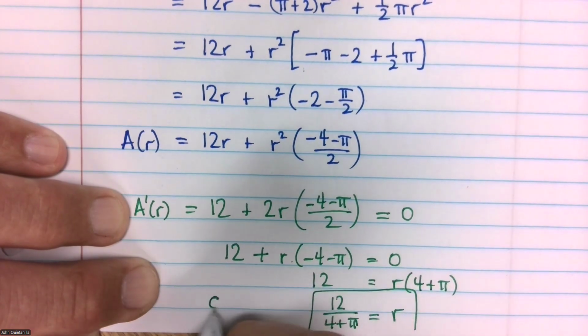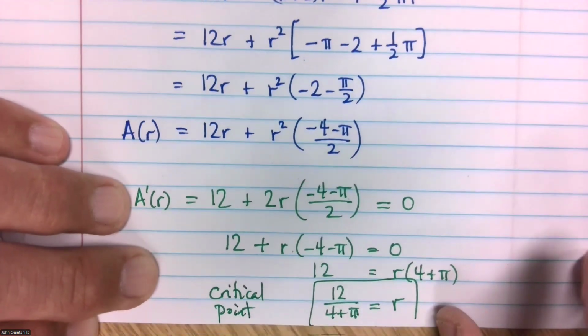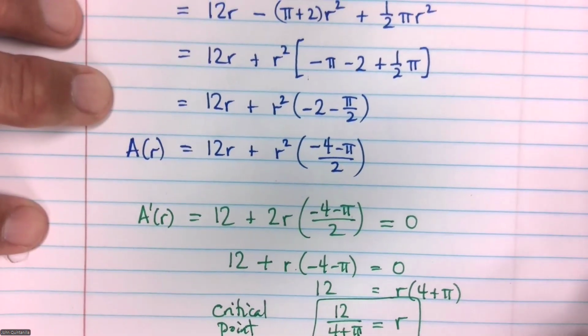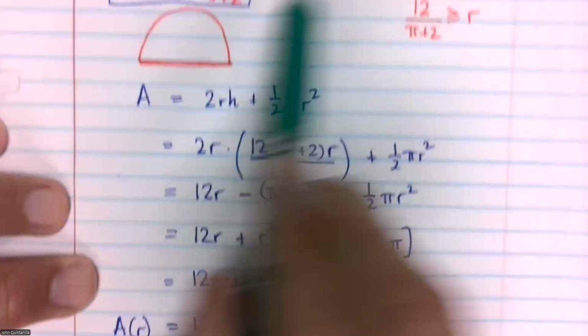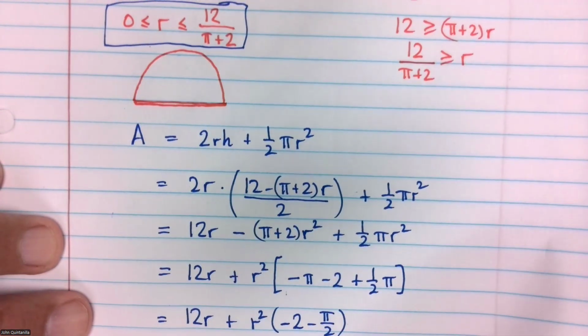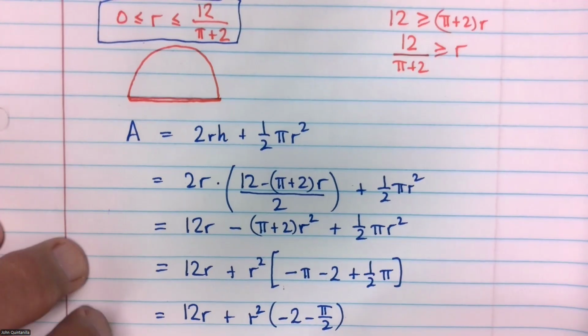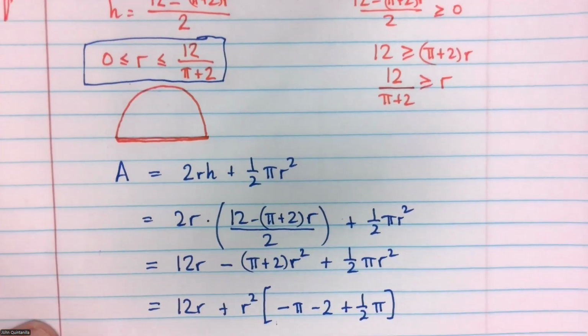Okay, so that's my critical point. Now as before, to determine the absolute maximum of a function, I need to test the critical points. I also have to test the endpoints to see what provides the biggest solution. And so I just now have to test all three of these values and see which one produces the biggest area. Okay, so three things to check.